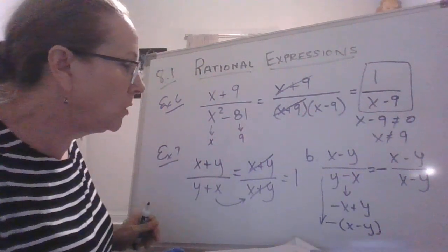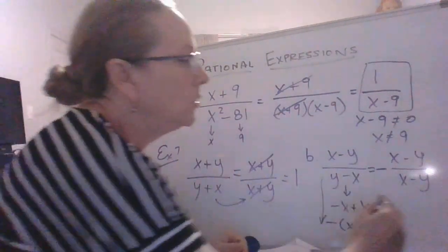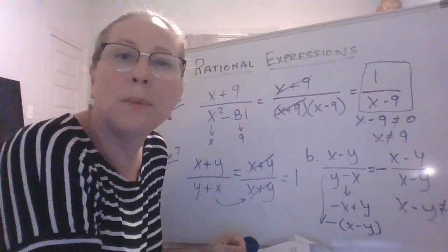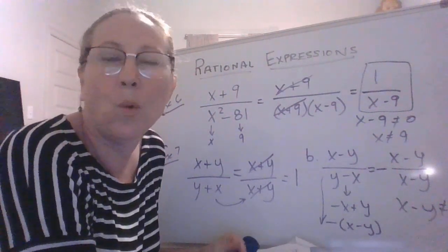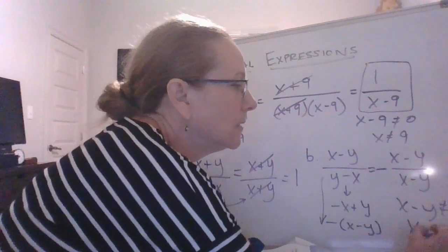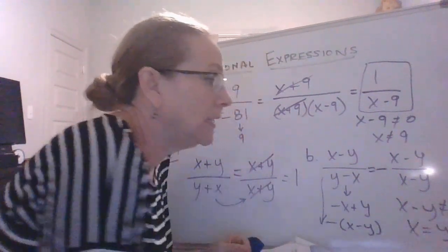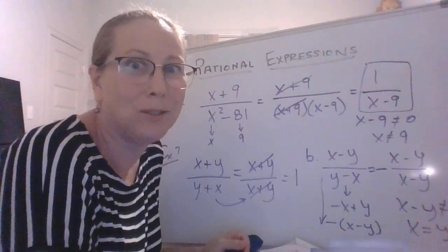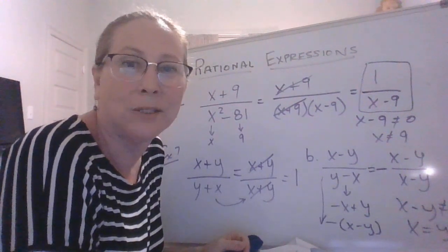All right, so here you can say x minus y is not equal to 0, but technically we can't say what number that would be. We can say that x cannot equal y. They can't be equal to one another. That's about all we can do as far as is it undefined or not.